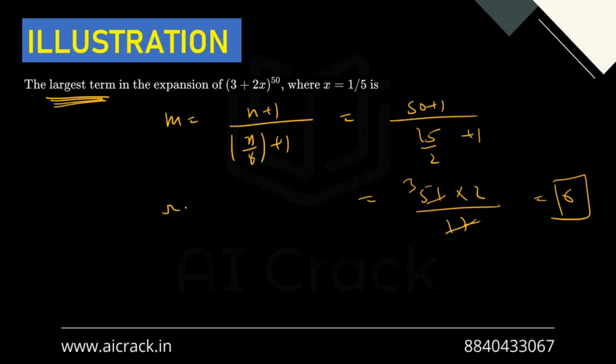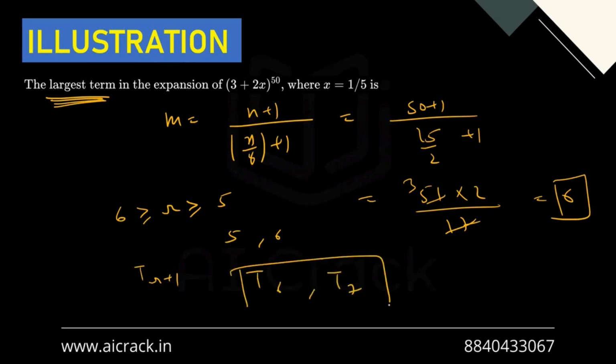So now the condition would be r is greater than or equal to 6 minus 1, that is 5, and less than or equal to 6. So basically we have got two values of r over here. So 5 and 6. So if we have to find a term, then that would be T(r+1). So basically T6 and T7. This would be the answer. So you can find out the value afterwards.